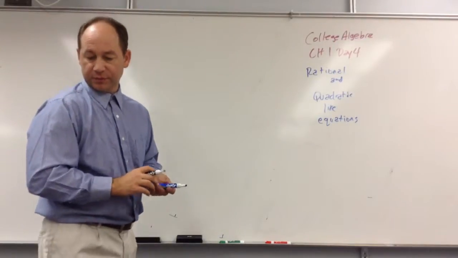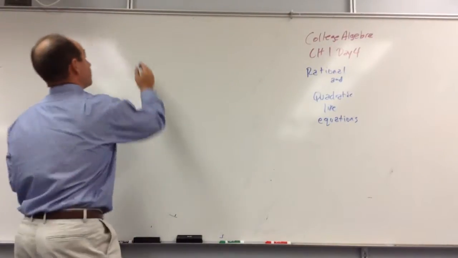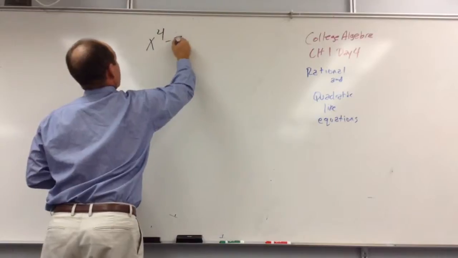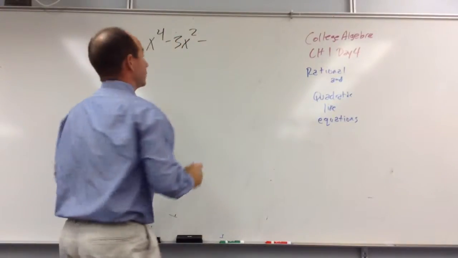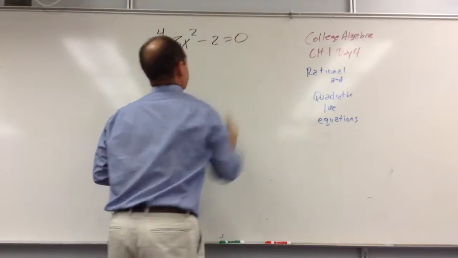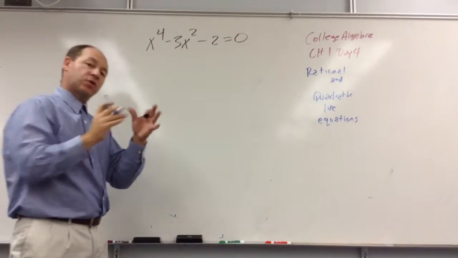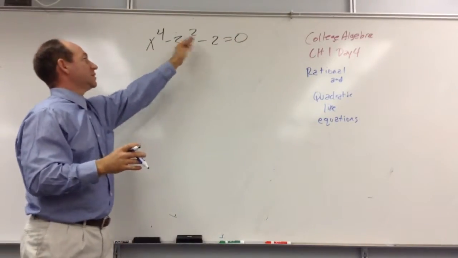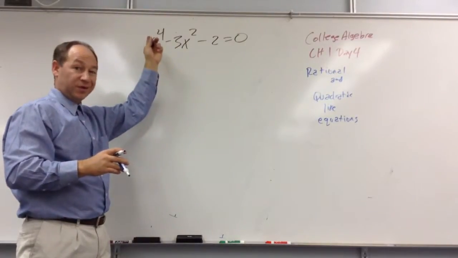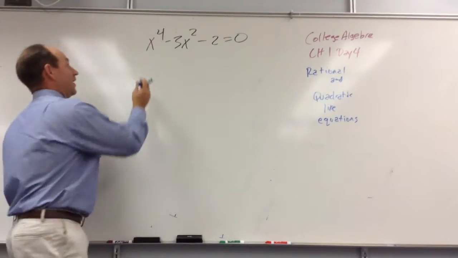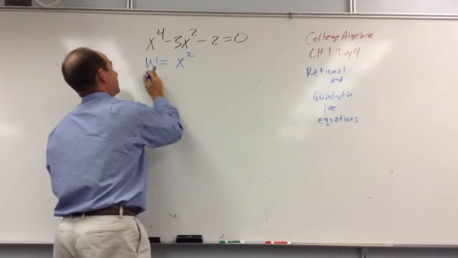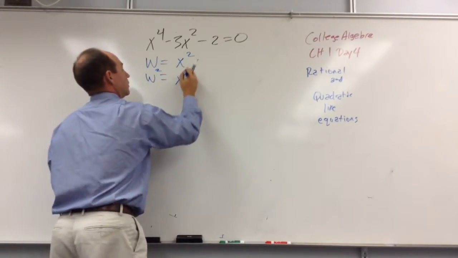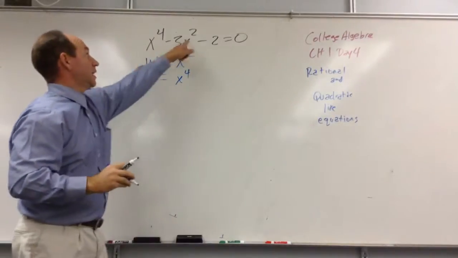But, okay, yeah, x to the fourth minus 3x squared minus 2 equals 0. Now, these are quadratic-like because this isn't a quadratic. This is a quartic. It's raised to the fourth power. But if I say that w is the same thing as x squared, then w squared will be x to the fourth. See, w is this x squared.